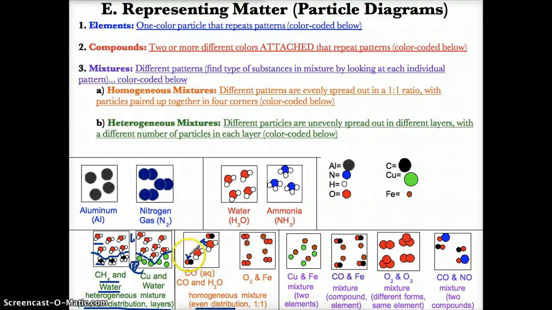How you know it's a homogeneous mixture is because all the particles are separated in separate corners. This one red, two white is paired up with this one black, one red. Right here, and this one red, two white is paired up with this one black, one red right here, okay? So they're in separate corners in a 1-to-1 ratio, one water to one CO, one water to one CO. So it's a homogeneous mixture because they're different patterns, but they're spread out evenly. This is of O2 and Fe. It's a homogeneous mixture because everything's spread out evenly.